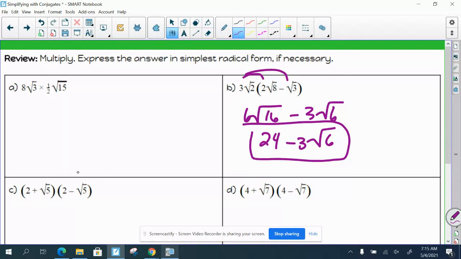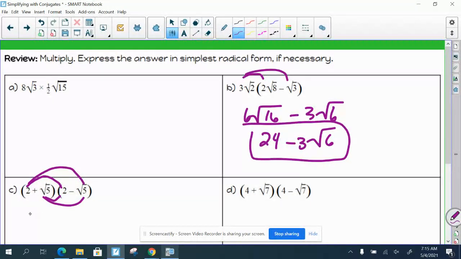All right, and then for this one, notice that this is not a difference of squares, but this is one thing plus and then the same thing but minus. So these are actually called conjugates. This is where we're going for in this lesson. So we're going to go ahead and FOIL here.